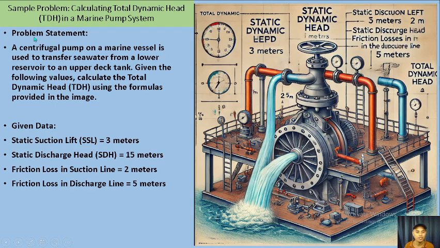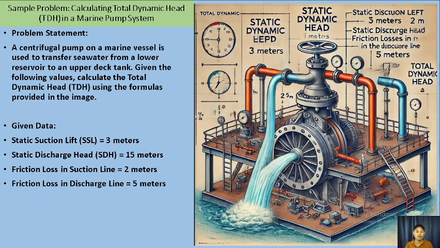Okay, so we have given data here: a static suction lift of 3 meters, discharge head of 15 meters, friction loss in the suction line of 2 meters, and friction loss in the discharge line of 5 meters. If you compute this one, this one is incorrect. We have to use negative 3 on our suction lift, because the suction is transferring seawater from a lower reservoir. A lower reservoir means that your pump is above your suction tank, so that is negative suction. That is 3 meters of negative suction, so negative 3 meters.